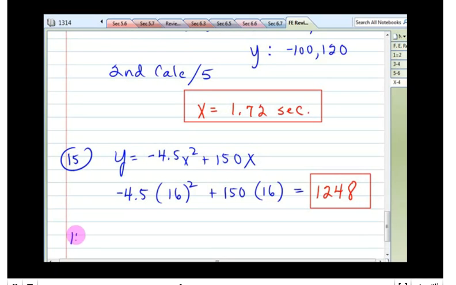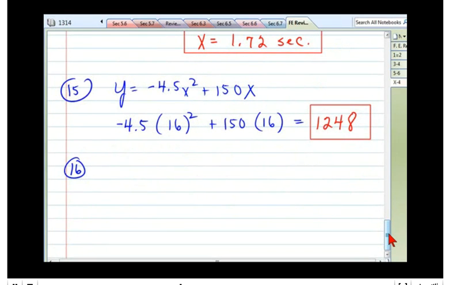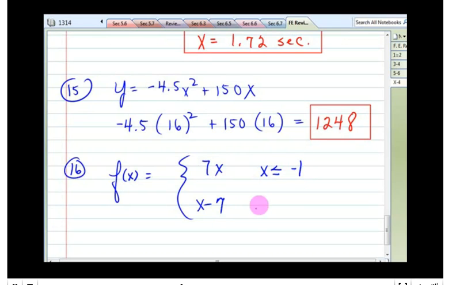Number 16, evaluate the function at the indicated value. So they give you a piecewise function. So you have two pieces, and you have parameters for both those pieces. You have x less than or equal to negative 1, and you have x greater than negative 1. And it wants you to find f of negative 6.